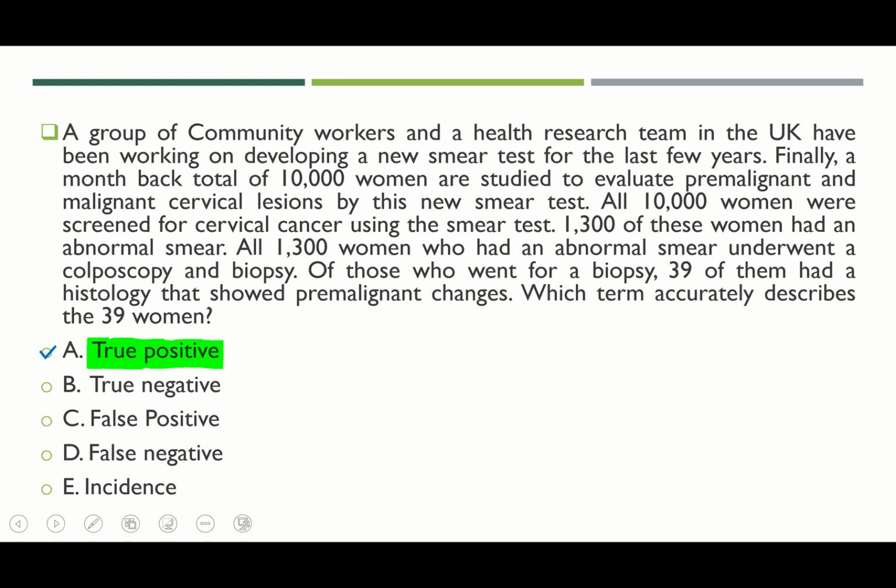Now, if you noticed, I said you should be able to answer this question just by reading these two lines. First, you read the question. Which term accurately describes the 39 women? Then you go one line back. Of those who went for biopsy, 39 of them had a histology that shows pre-malignant changes. So 39 have the disease, that's for sure. Now this is of those who went for biopsy.